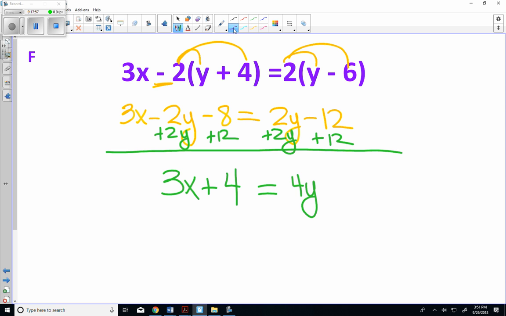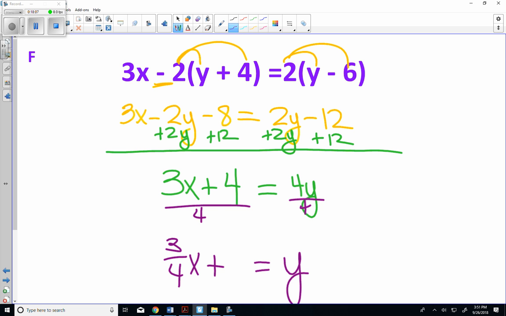And finally then, to get y by itself, we would divide by 4. And y is equal to 3/4 x plus 1. Hey, and that's a line. Slope is 3/4. Y-intercept is 1.